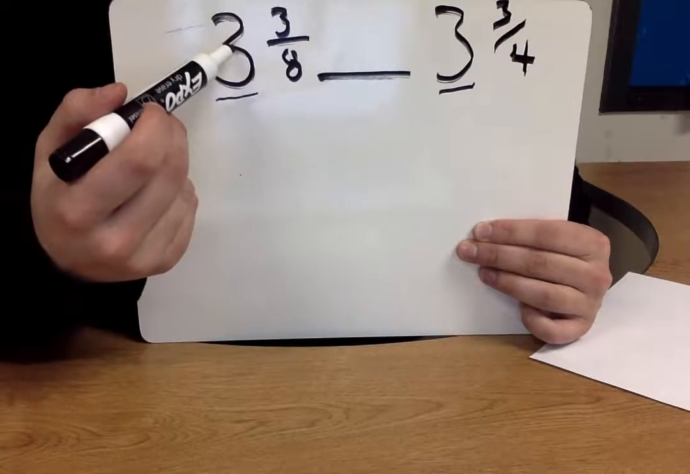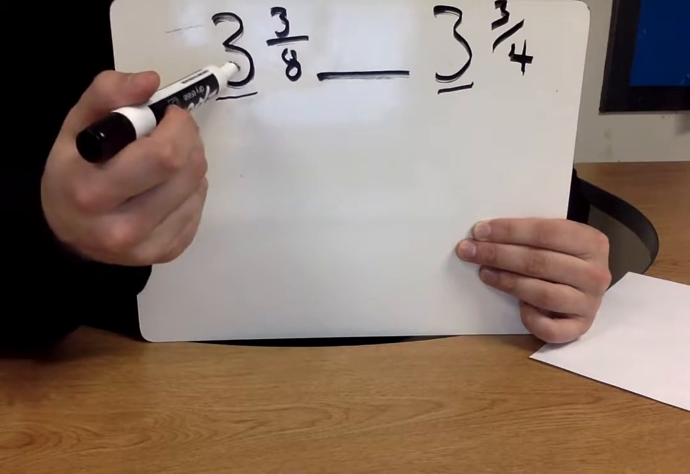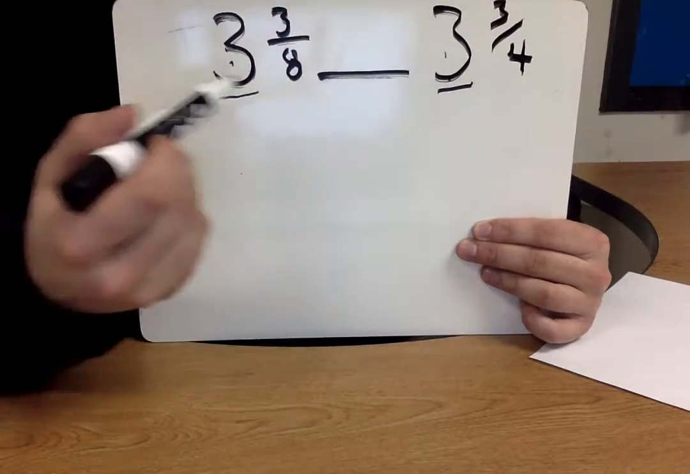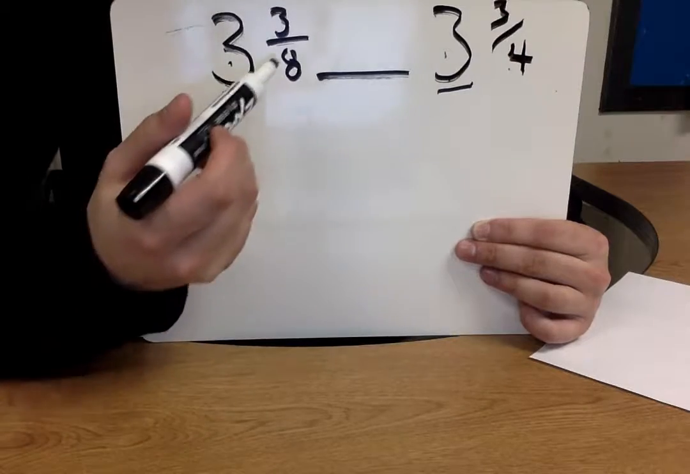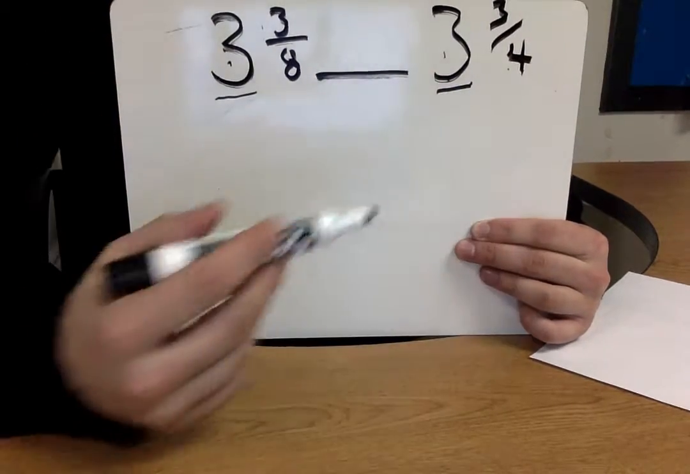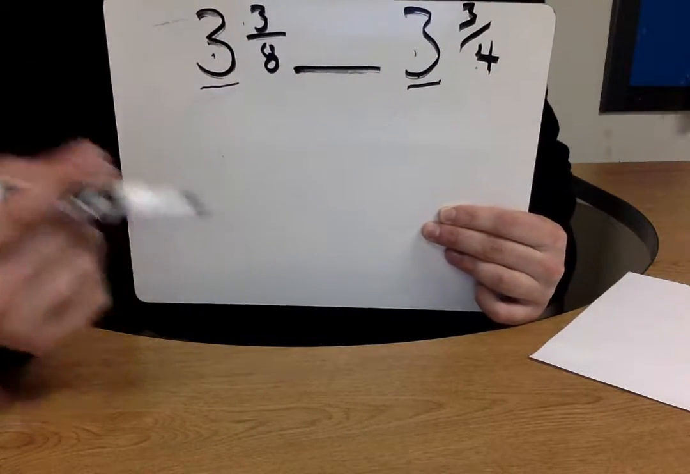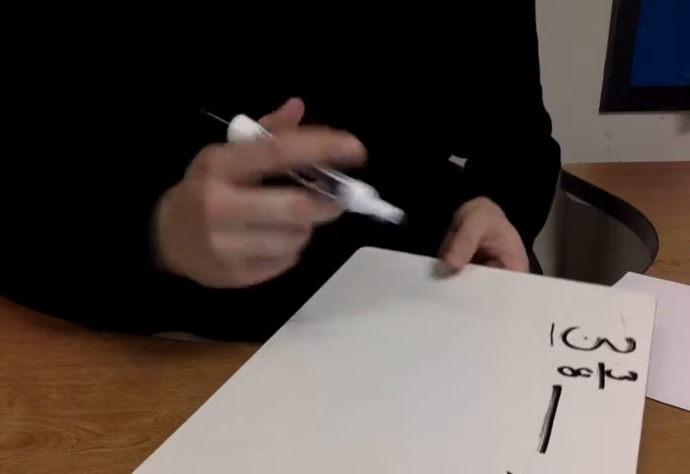If my whole number here was a 4, I know that this mixed number is larger. If it was a 2, then this mixed number would be larger. But because our whole numbers are the same, our job is to next look at our fractions. So we have two strategies. I see 3/8 and I see 3/4. My strategies are either to draw a tape diagram for 3/8 and then 3/4, or I can use multiplication. I'm going to start by trying the tape diagram.